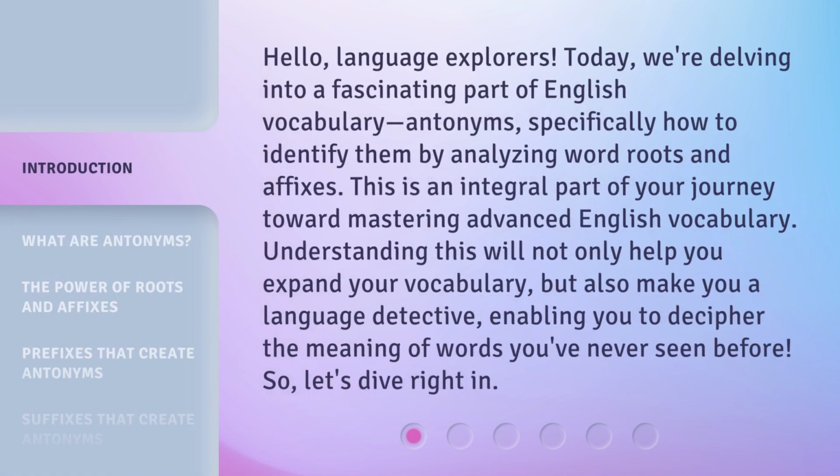Hello, language explorers. Today, we're delving into a fascinating part of English vocabulary, antonyms, specifically how to identify them by analyzing word roots and affixes. This is an integral part of your journey toward mastering advanced English vocabulary. Understanding this will not only help you expand your vocabulary, but also make you a language detective, enabling you to decipher the meaning of words you've never seen before. So, let's dive right in.